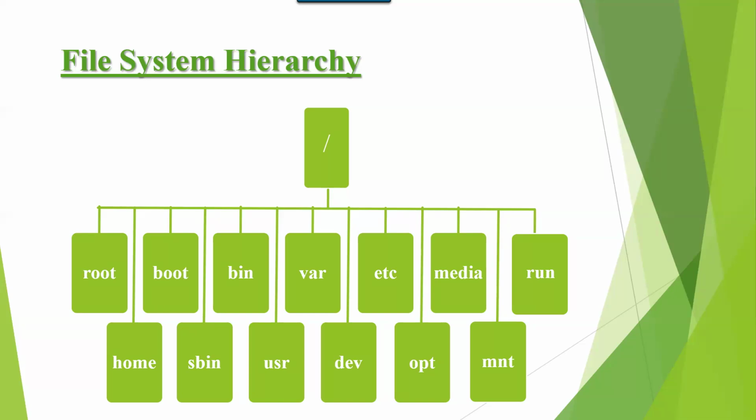Up to RHEL version 6, kernel is stored under boot. Sbin contains super user commands, the commands which can be executed by super user. Those commands are stored under sbin. Bin contains normal user commands, the commands which can be executed by normal user. Those commands are stored under bin. USR contains default applications, which come along with operating system. Those applications are stored under USR.